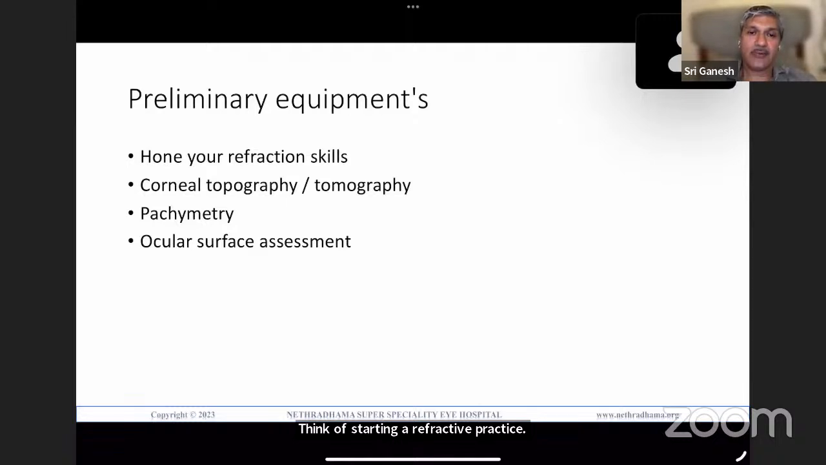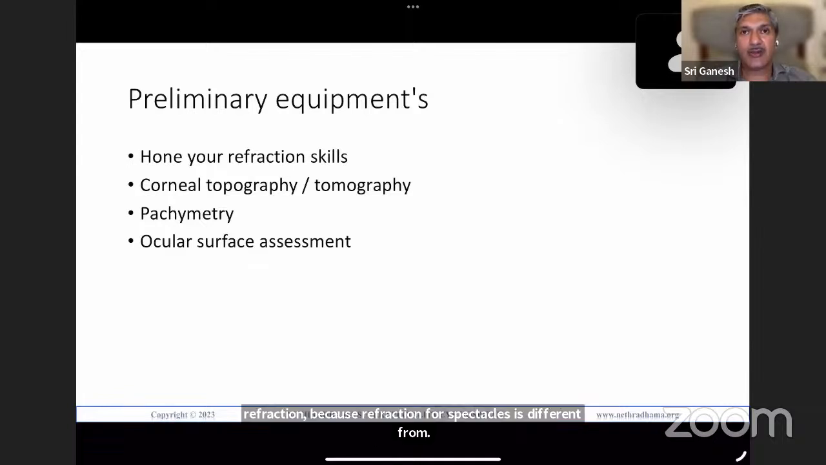The first thing is you have to hone your refraction skills, and Dr. Khatib gave an excellent talk on how to do proper refraction, because refraction for spectacles is different from refraction for refractive surgery. You need to hit the nail on its head. You have to hit the bullseye.